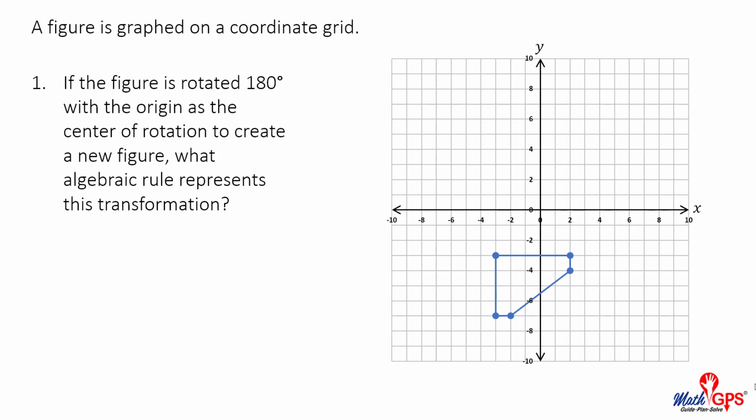A figure is graphed on a coordinate grid. Number 1, if the figure is rotated 180 degrees with the origin as the center of rotation to create a new figure, what algebraic rule represents the transformation?